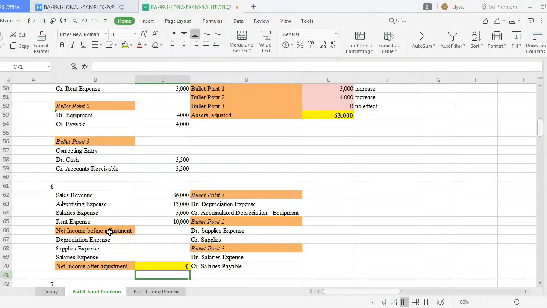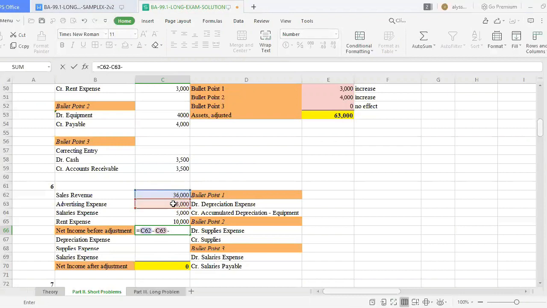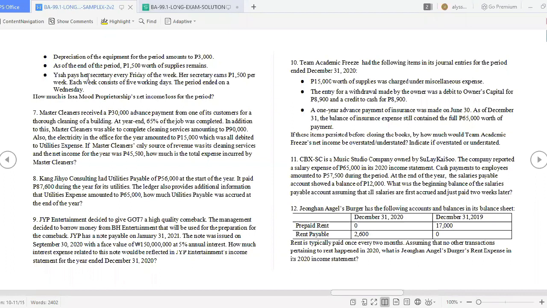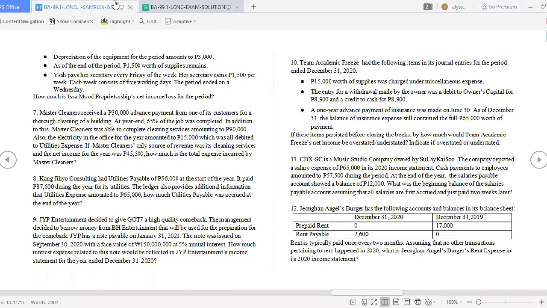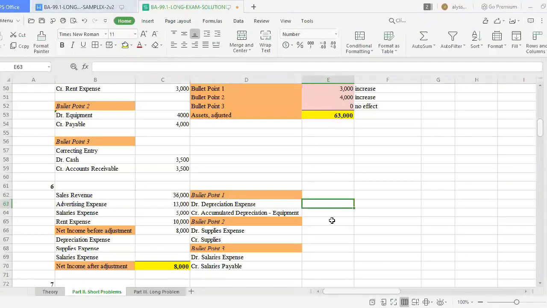So what we have here is that we plotted already to get the net income, which is before adjustment. So to get the net income, subtract the expenses from the sales revenue. So sales revenue minus the advertising, the salaries. So these are all given. And then we have additional information. So depreciation of the equipment, 3,000. So we record depreciation by debiting depreciation expense and crediting accumulated depreciation for 3,000. Another 3,000 here.